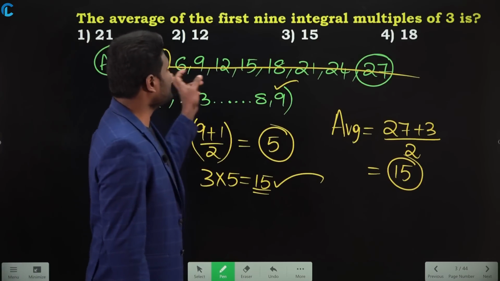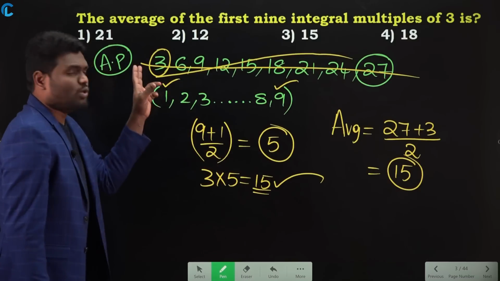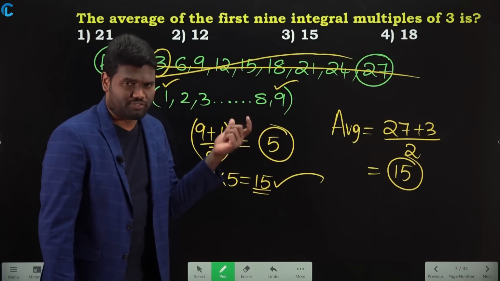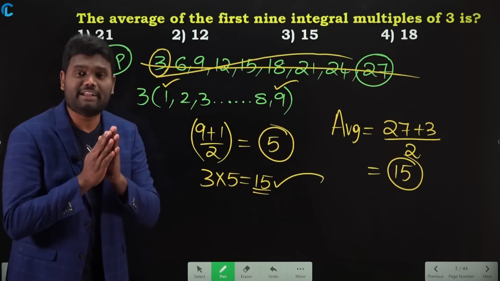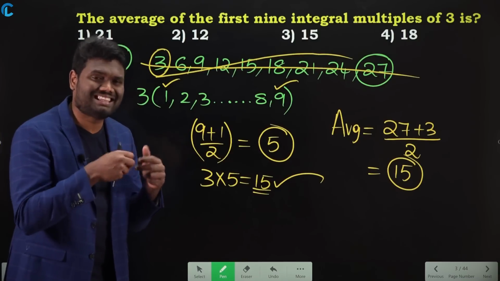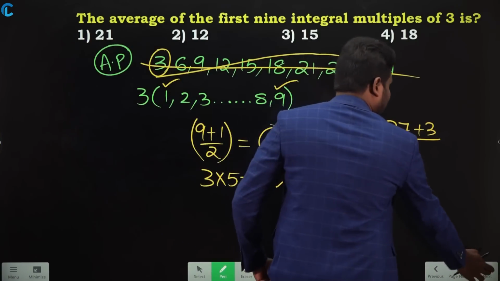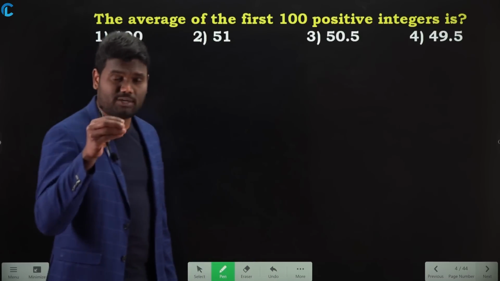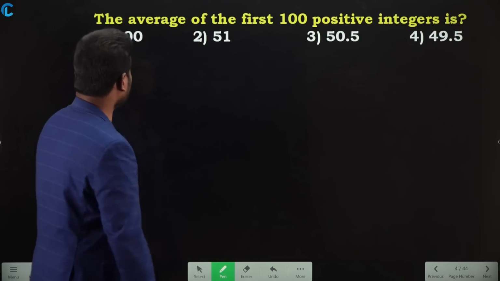So either you can write these multiples and calculate, or else, as you already know that these are multiples of 3 for 1 to 9, the average of the numbers 1 to 9 is nothing but 5. As it should be a multiple of 3, just 3 into 5. So 3 into 5 is nothing but 15. Okay. And all these questions were asked in different examinations. Let us look at the next one.